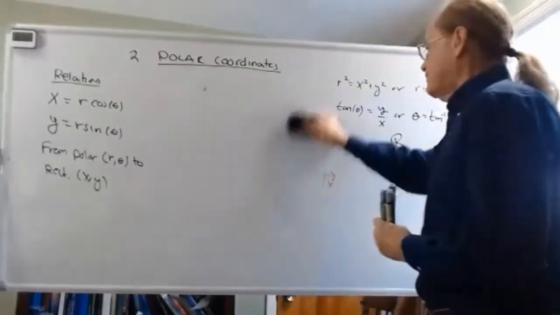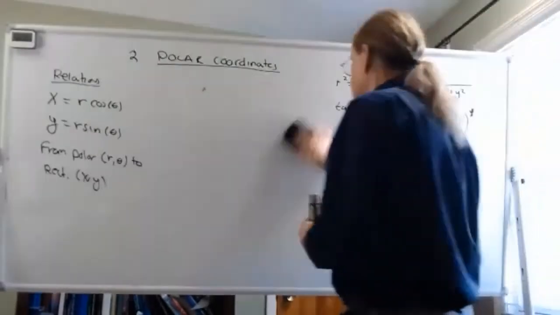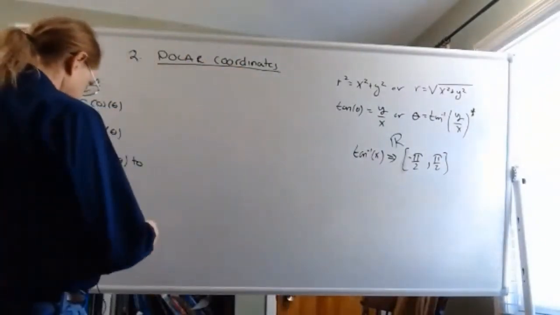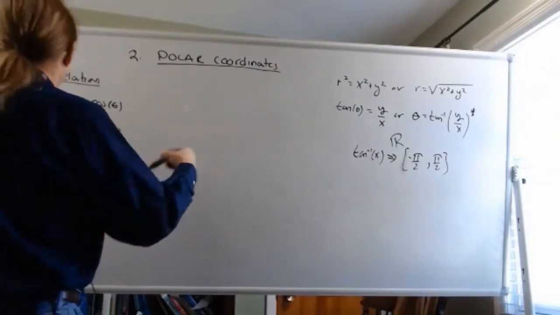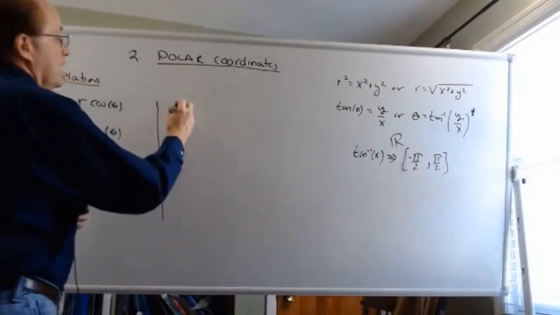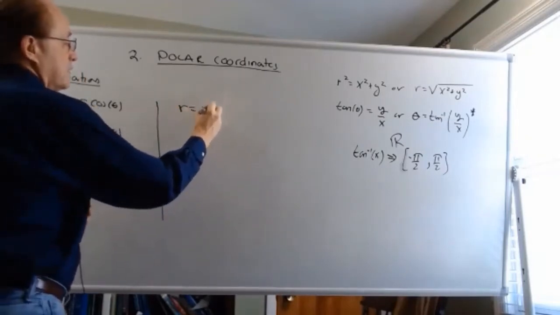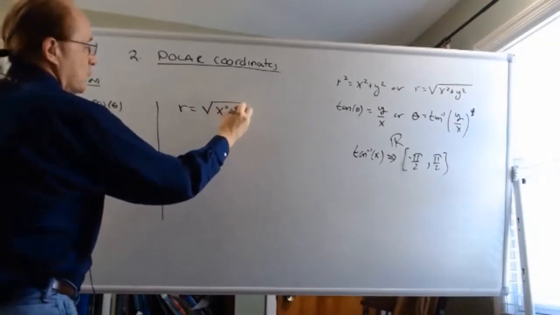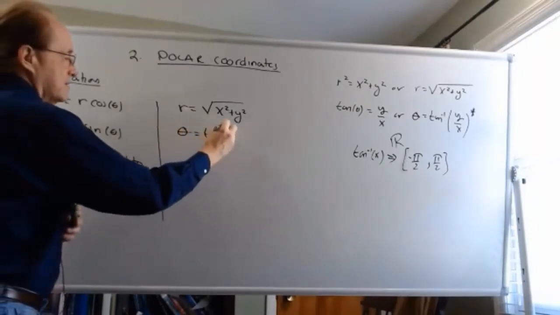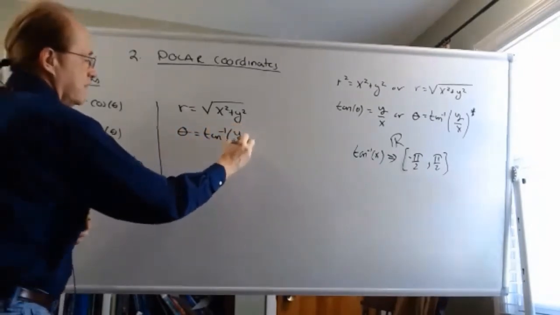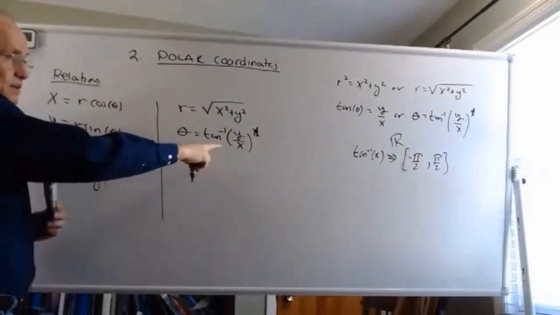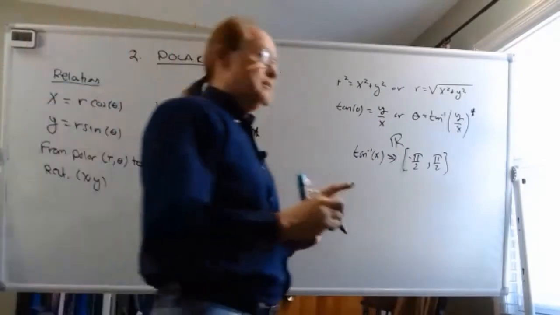With the caveat that I just said about the arctangent, that's going to require some additional work, if you will. So this is one set of relations, and here's our other set of relations. We have r is the square root of x squared plus y squared, and theta is equal to the arctangent of y over x, with that disclaimer. It only will give me values between minus 90 and plus 90.